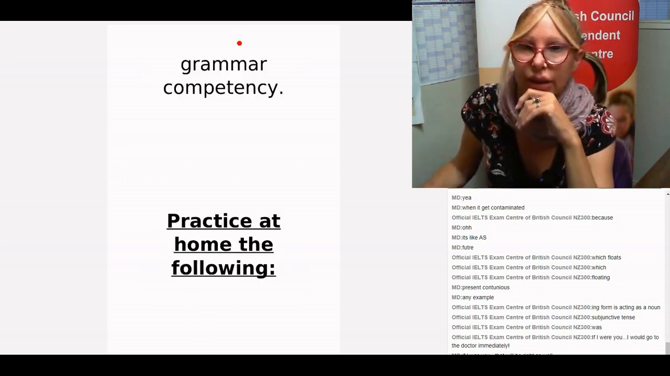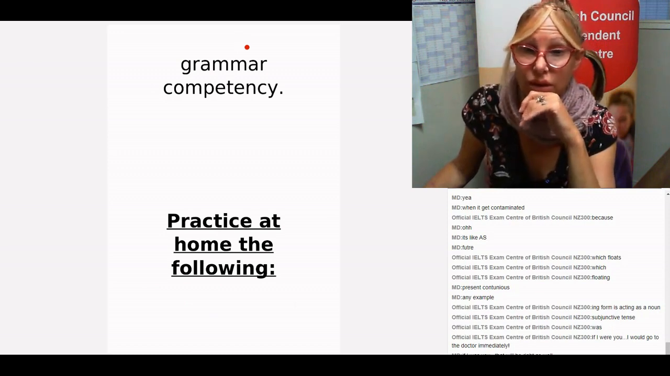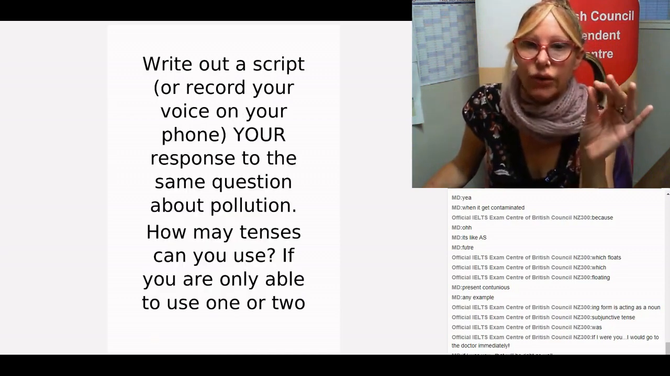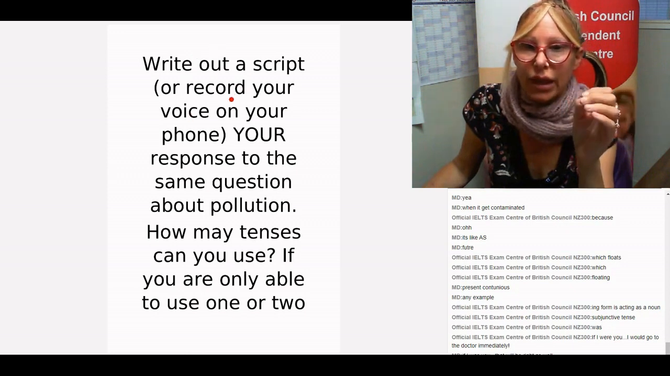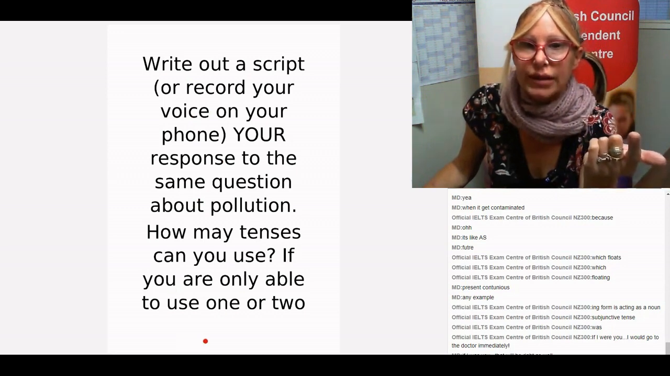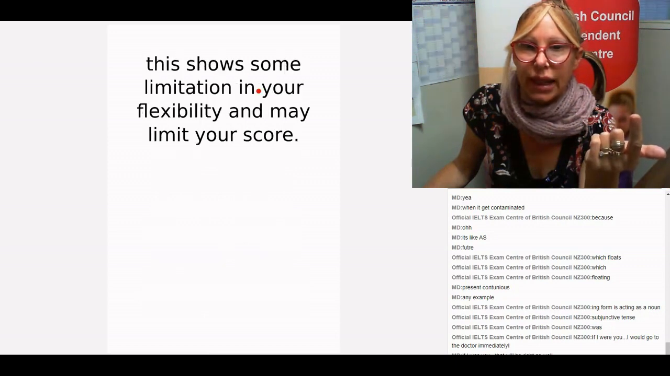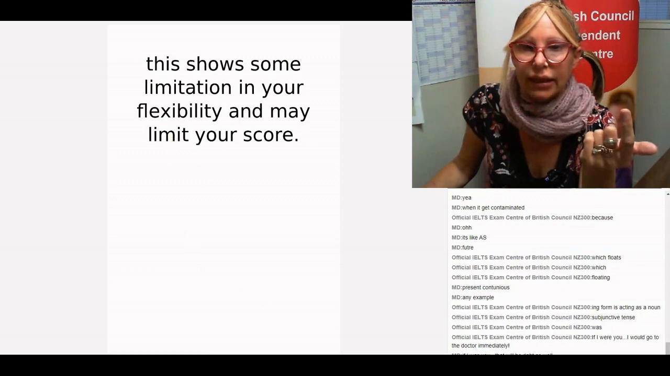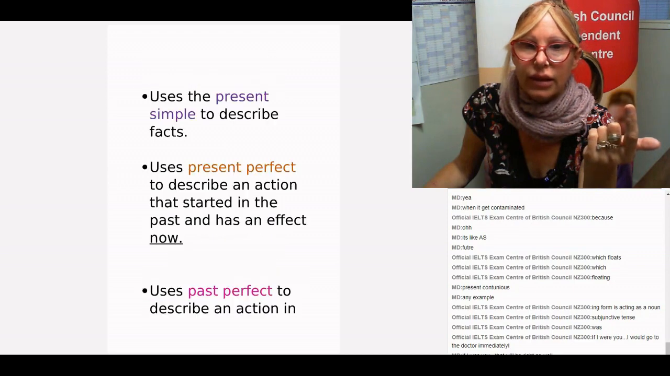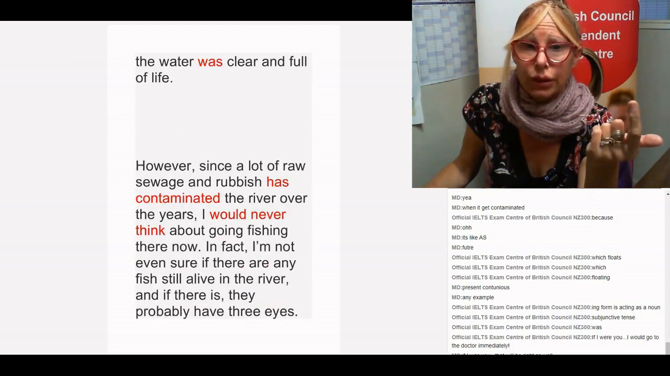And what I'd like you to do is to practice at home. This is obviously if you want to and have to. If you want to practice, what you can do is write out a script or record your voice on your own phone, your response to the same question about pollution. How many tenses can you use? If you're only able to use 1 or 2, this shows some limitation in your flexibility and may limit your score. So basically try to use a variety of tenses when you are given the question for part 2.